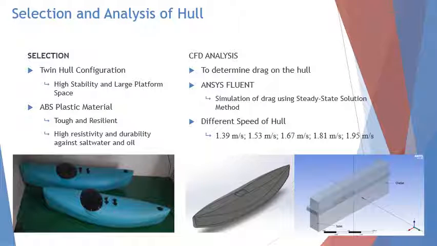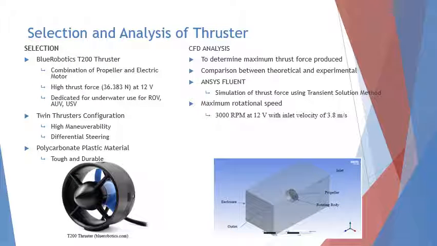Twin hull configuration is used for high stability and large platform space. The material of the hull is ABS, which is tough and resilient, and also has high resistance and durability against saltwater and oil. CFD analysis is done using ANSYS Fluent to determine the drag of the hull by using different speeds of the hull.